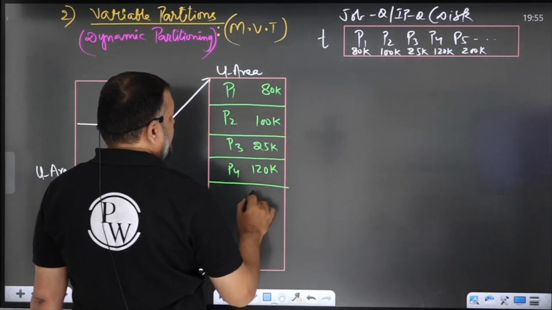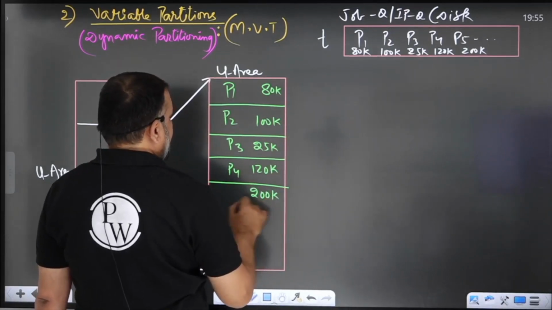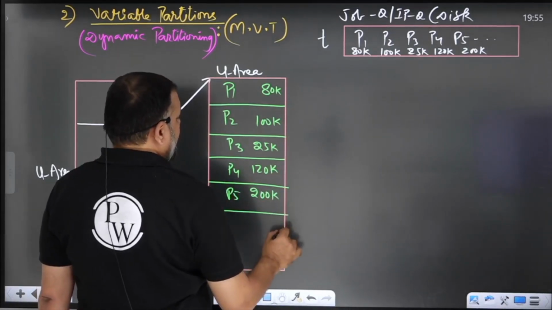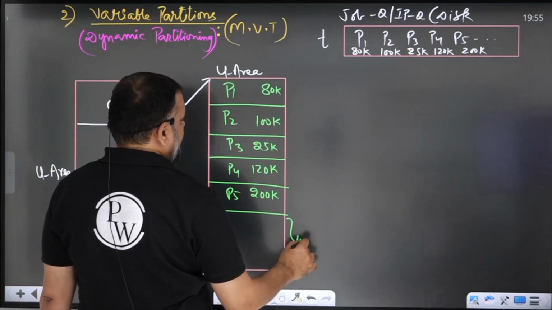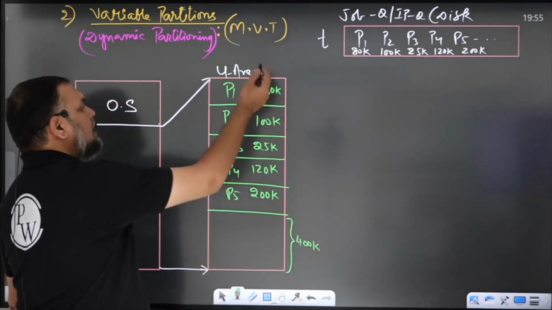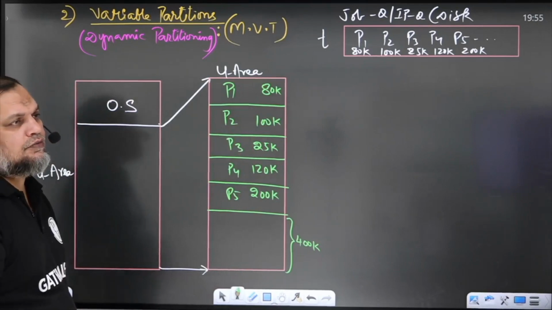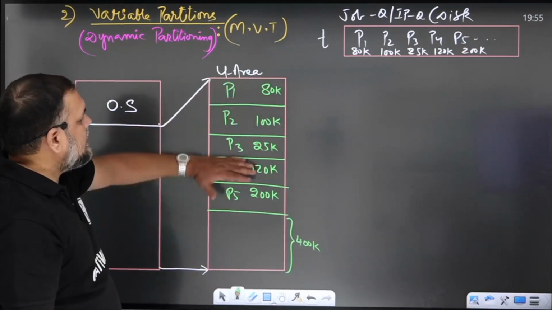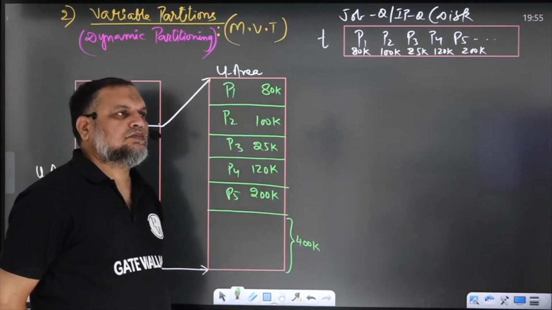Then P4, 120K, and put here P4. And then P5, 200K, P5. Remaining, let us say 400K is free. So right now, initially I was having 0 partitions and 1 free hole. Now I have 5 partitions and 1 free hole. Dynamic.